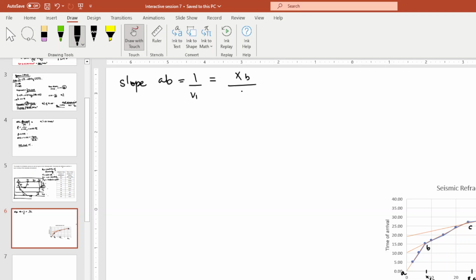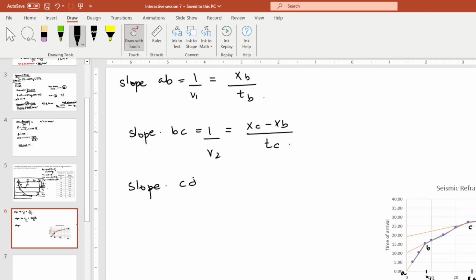Slope of BC will be equal to 1 by V2, which will be equal to xc minus xb over tc minus tb, and slope of CD equals 1 by V3 equals xd minus xc over td minus tc.